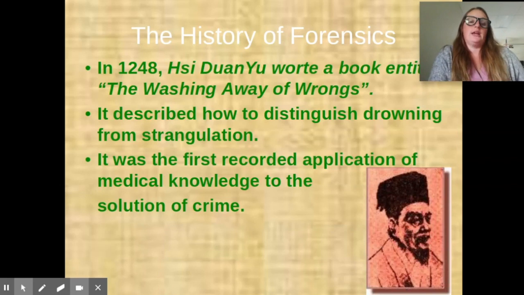In 1248, Sidwan Hugh wrote a book entitled The Washing Away of Wrongs. It describes how to distinguish drowning from strangulation. So that's another thing that we would use in present day. Now, of course, some of the science has changed or been improved over the years, but it describes how to distinguish drowning from strangulation. So what's the difference in the body that you'd notice?